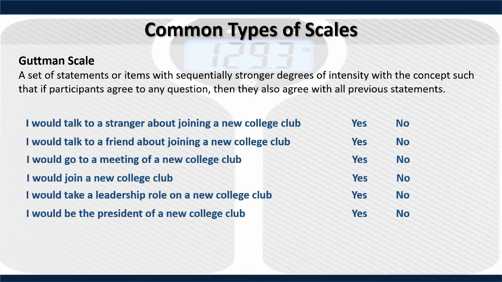Here's an example of a Guttman scale. If you answered yes to the item, I would go to a meeting of a new college club, it means you already answered yes to the previous 2 items. However, if you answer no to the next item, I would join a new college club, it implies that you would answer no to the next 2 statements, so they don't even need to be asked. In this case, this participant's score on this scale would be a 3 because he or she got to the 3rd item and finished.